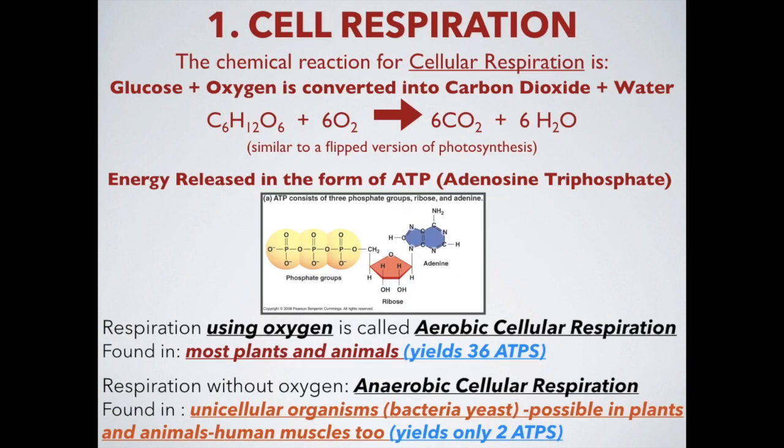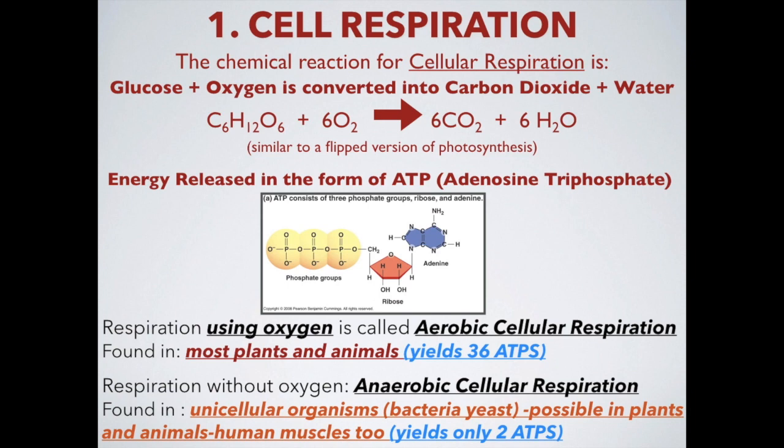For cellular respiration, we have an equation. We have sugar plus oxygen is turned into the waste products of CO2 and water. If you look at that, that's actually pretty much a flipped version, very similar to the equation of photosynthesis, where the reactants of sugar and oxygen in cellular respiration were the products in photosynthesis. So they're flipped. Here's a picture of the ATP, adenosine triphosphate. We have 3 phosphates. And then at the bottom here, respiration using oxygen versus not using oxygen.